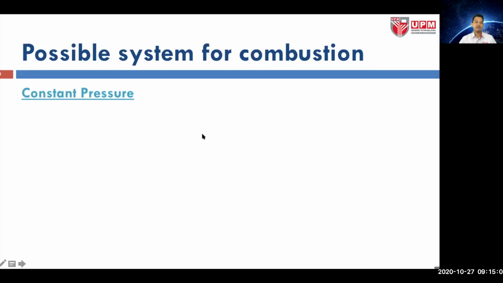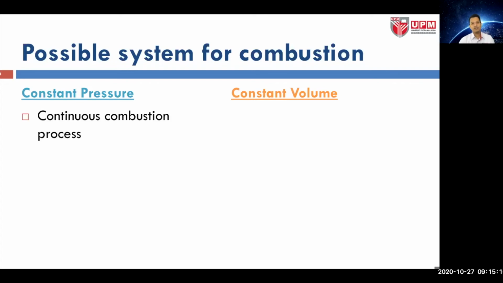Possible systems for combustion, right? We have two possible systems. One is the constant pressure combustion, and the other one is constant volume combustion, right? For the constant pressure combustion system, we will have a continuous combustion process, meaning that pressure is being kept constant. And we know that no valve is needed in the system for combustion when we opt for constant pressure.